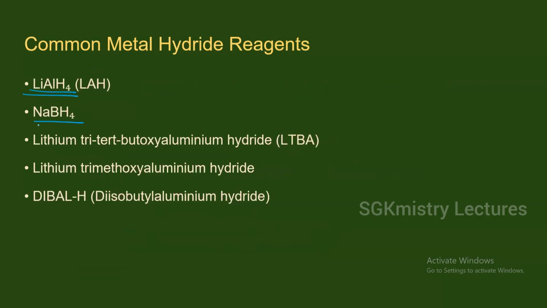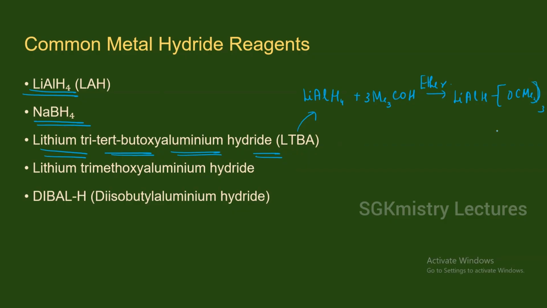So first of all, we know lithium aluminium hydride, sodium borohydride. The other reagents are lithium tri-tertiary butoxy aluminum hydride, which is represented as LTBA. So how do we derive this? We take lithium aluminium hydride and treat it with tertiary butanol in the presence of ether. We get lithium aluminium hydride complexed with this particular group. Along with that, hydrogen is removed off.